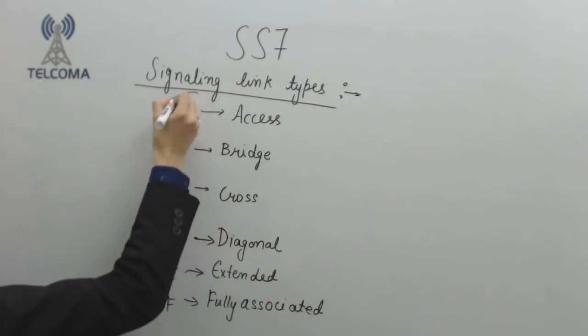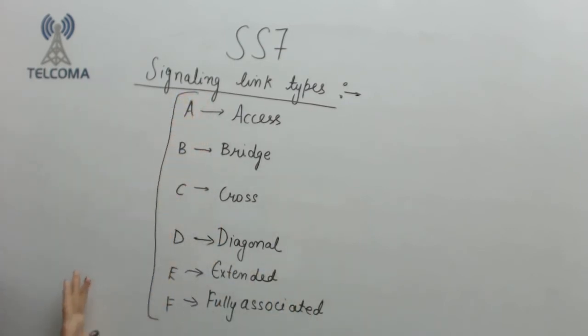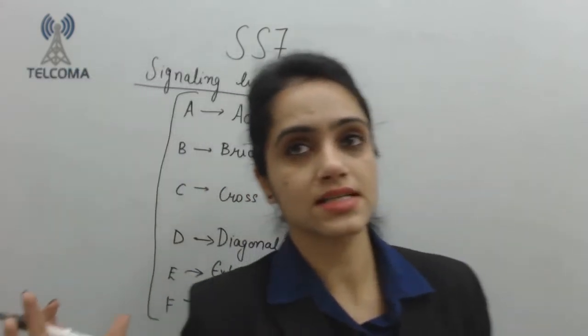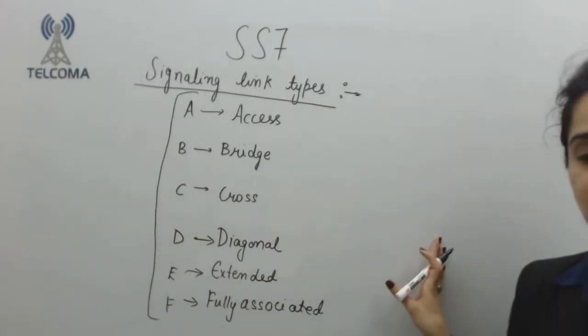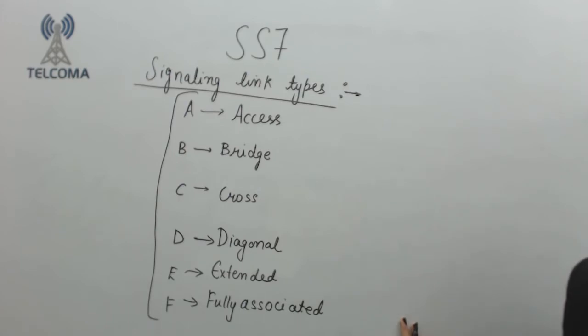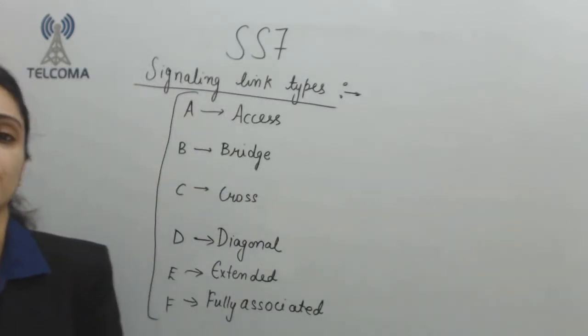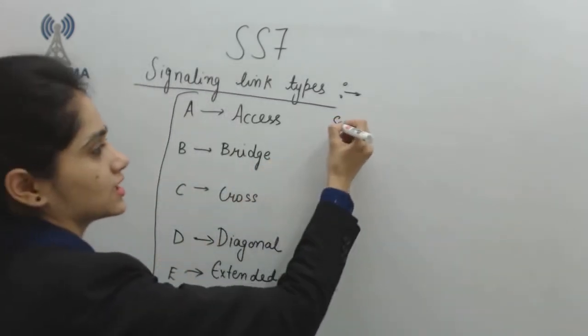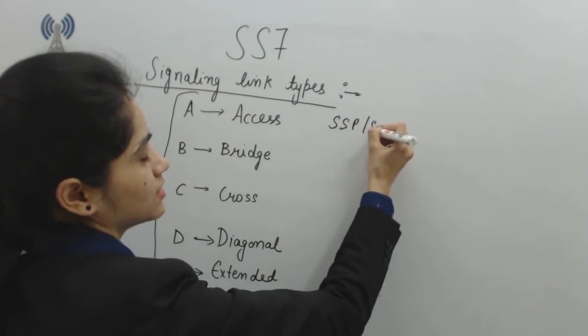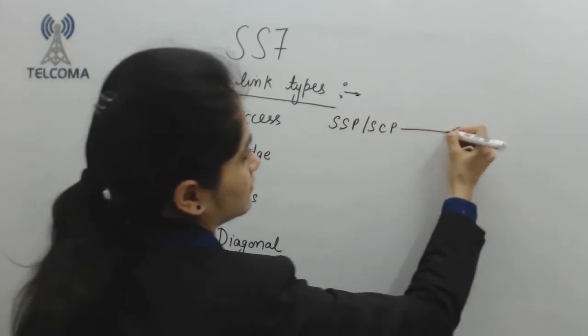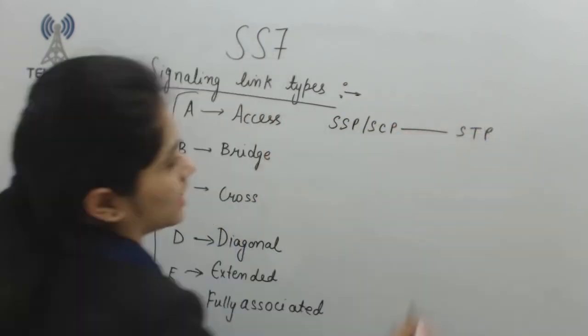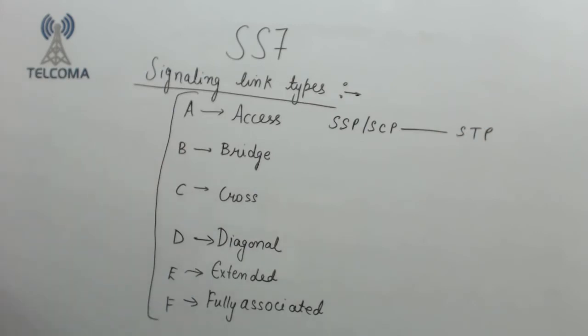So these are the types of links. Like we have in the diagram, we have discussed A link, B link, C link, and we have formed the various links together. Now comes the question: what is the function, or why do we have different links? Whenever we have connectivity from SCP or SSP with STP, we have an access link.